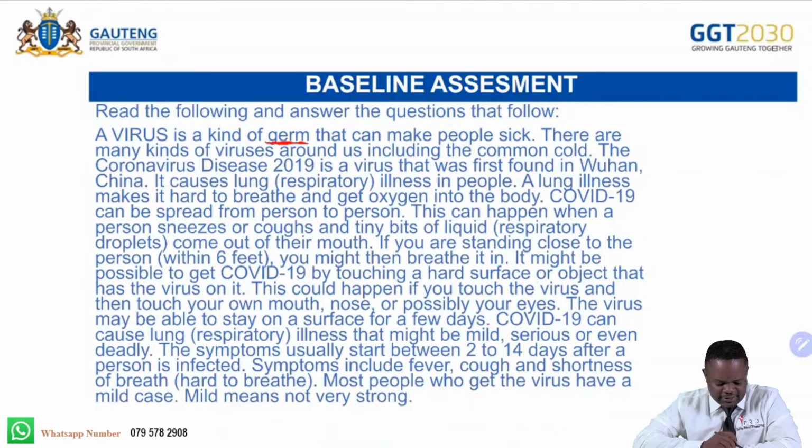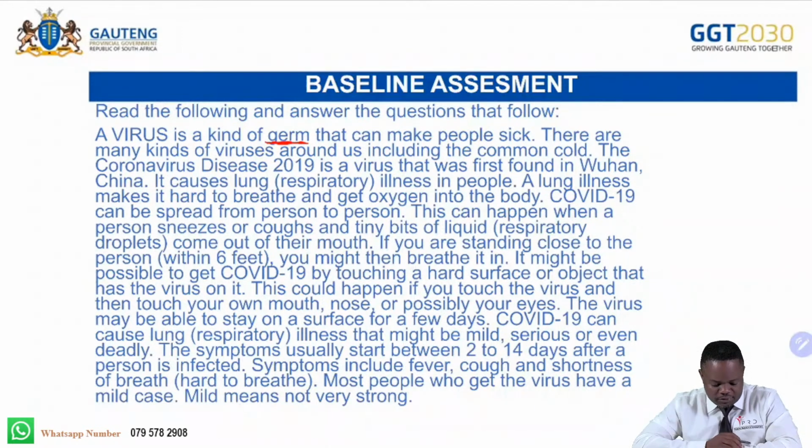Now, COVID-19 can be spread from person to person. This can happen when a person sneezes or coughs, and tiny bits of liquid, respiratory droplets, come out of their mouth. If you are standing close to the person, within 6 feet, you might then breathe it in.